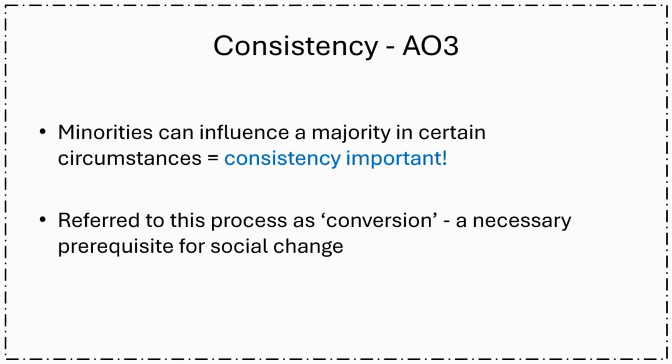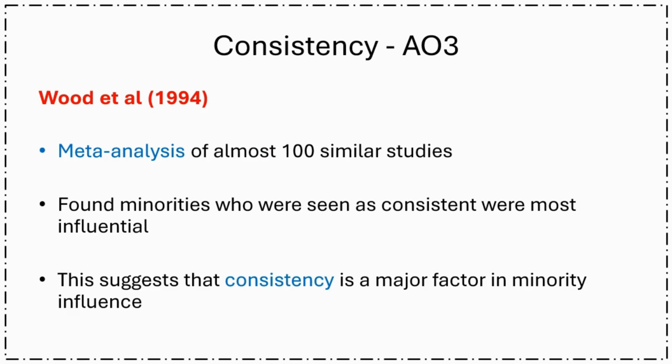So minorities can influence a majority in certain circumstances, and it shows how important consistency is in order for that to happen. We call this conversion, and we have to have conversion for social change to happen in society. Similarly, Wood et al. did a meta-analysis of lots of different studies, 100 studies in fact, and found that minorities who were consistent were the most influential, again showing how important consistency is in minority influence.